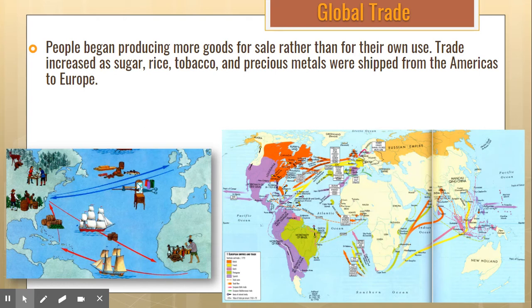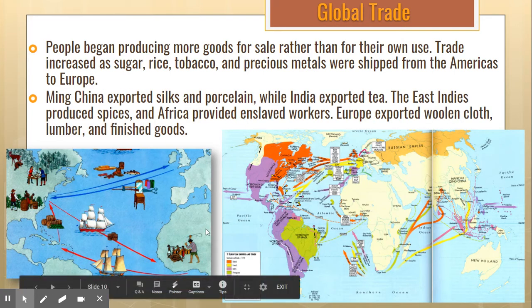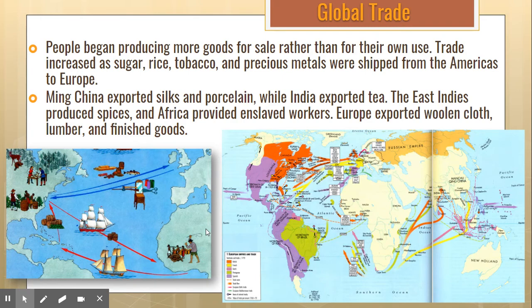So trade increased as sugar, rice, tobacco, and precious metals were shipped from the Americas to Europe. Ming China still exported the silks and porcelain, okay, so for plates and for teacups and things like that, while India exported tea. So those are the things being exchanged. The East Indies produced spices. East Indies is India, okay, and Africa produced enslaved workers. So that's kind of the triangular trade.